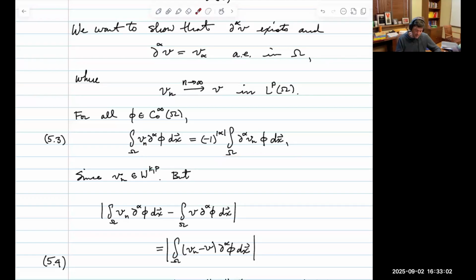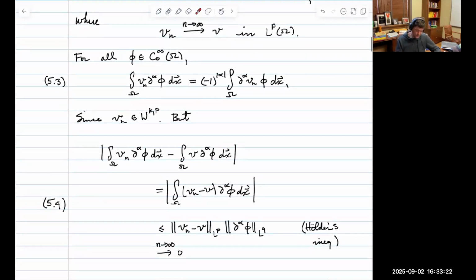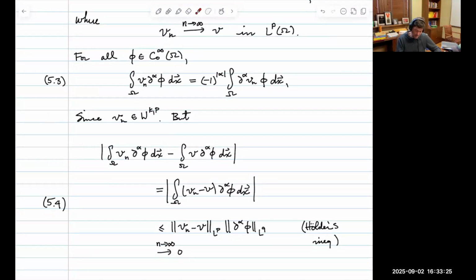I can throw this derivative, which is a classical derivative of this function because this is a smooth function, onto Vn. And as I do that, my integration by parts formula definition says you're going to get a -1 every time you throw a derivative over. So in total, you get -1 to the order alpha power. This is what we mean by weak differentiability of order alpha for Vn, and that's because each Vn is itself a WKP function.